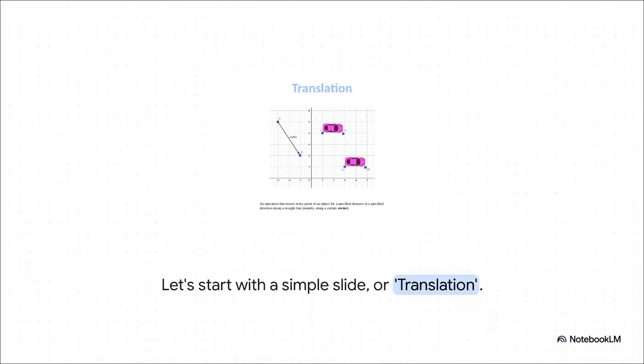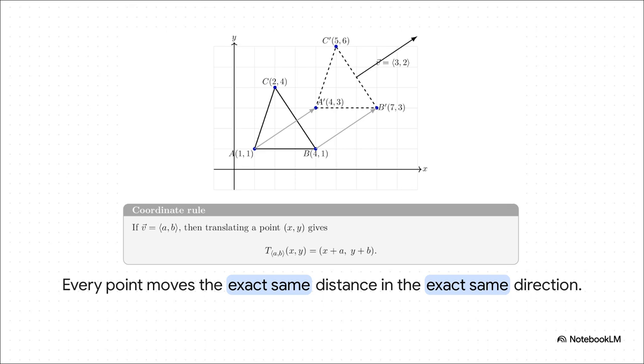Okay, let's start with the easiest one, which is called translation. Really, it's just a simple slide. Picture a car driving down a perfectly straight road. It's not turning, it's not spinning, it's just moving from point A to point B, keeping its direction the whole time. And here's what that looks like on a graph.